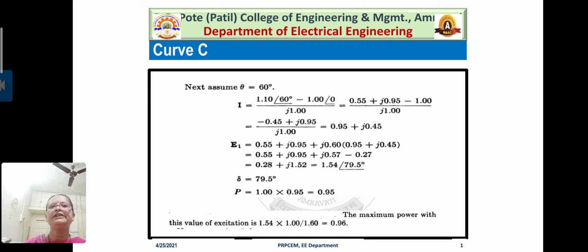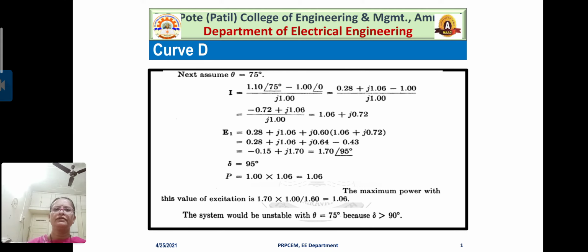Now delta is 79.5 degrees. Power will be simple, V into I, and we obtain 0.95. We are interested in the steady state stability limit, so it is P max, EV by X. Yes, it is improved to 0.96. Previously it was 0.88, now it is 0.96. Correct? Further, if I want to improve this, what do I do? Again I will increase excitation.